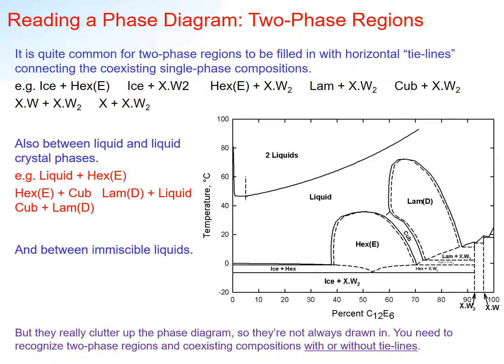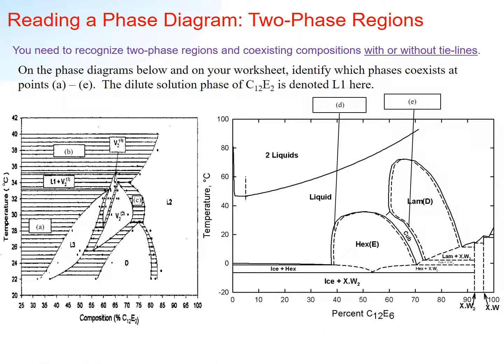Tie lines really clutter up phase diagrams. So they're not always drawn in, and you need to be able to recognize when you look at a phase diagram where the two phase coexistence regions are, with or without tie lines being drawn in. So on the phase diagram below and on your worksheet, I want you to identify which phases coexist at the points A to E shown.